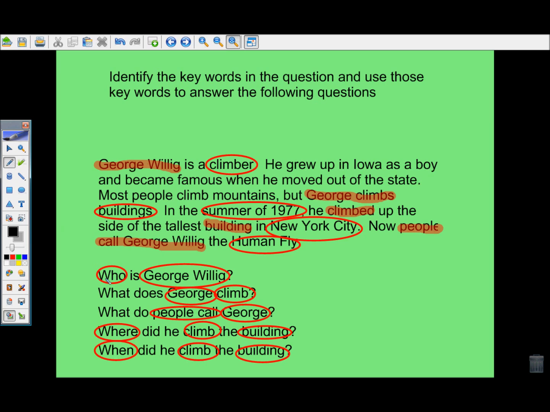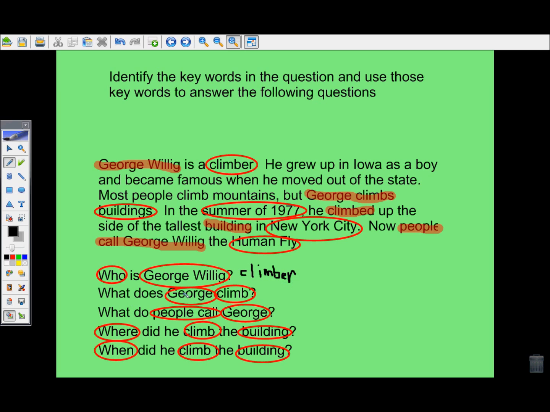So I first started out with who is George Willig, and it says right here, George Willig is a climber. So your answer to your first question is that you're looking for a climber. Check to make sure that you had found out that he is a climber as well. Notice it was right there in the story. You could point to the answer.